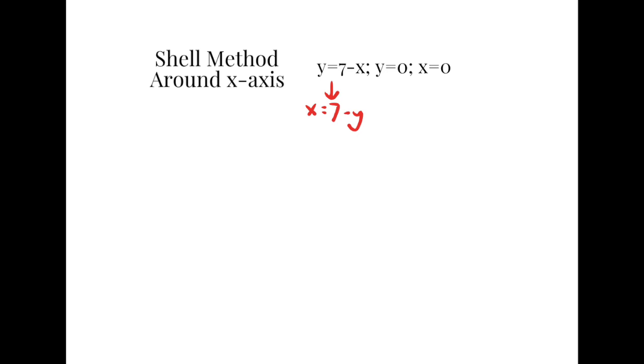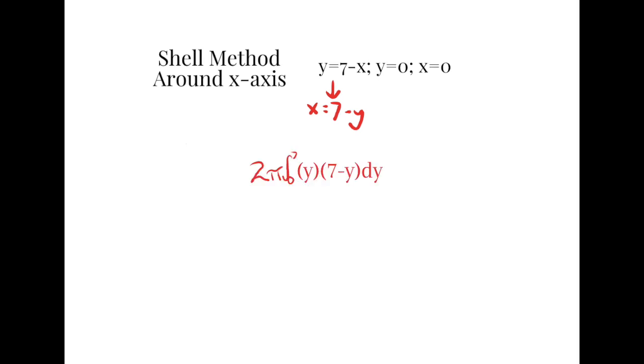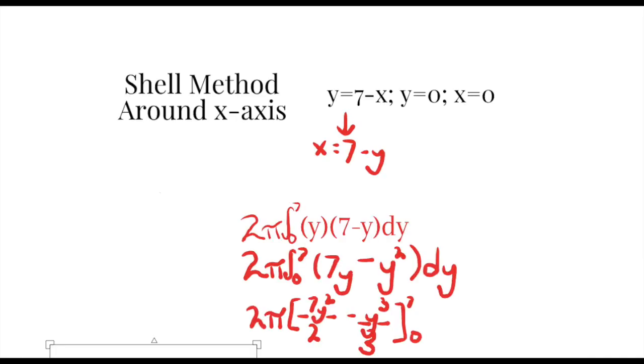To find the area in between these functions rotated around the x-axis, we have to have our equation in terms of y. Our p is going to be y, while our h is going to be 7 minus y. First, we can distribute the y to 7 minus y, and once we integrate that, we end up with 7y squared over 2 minus y cubed over 3.